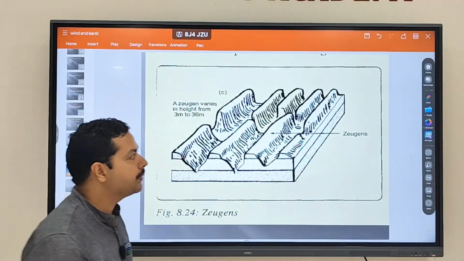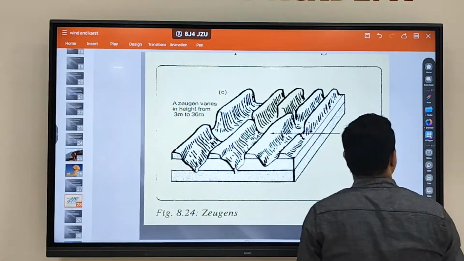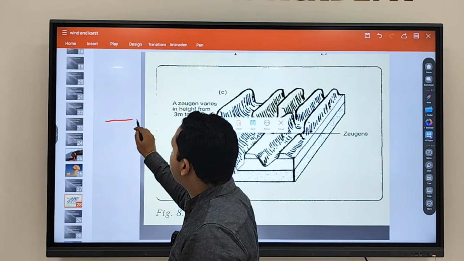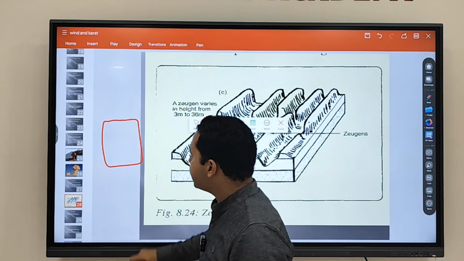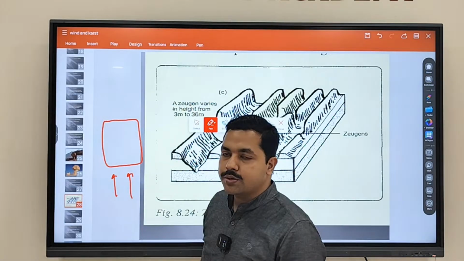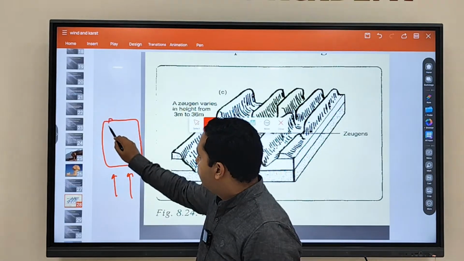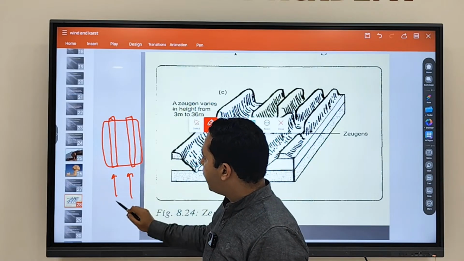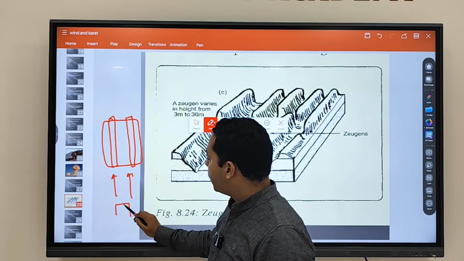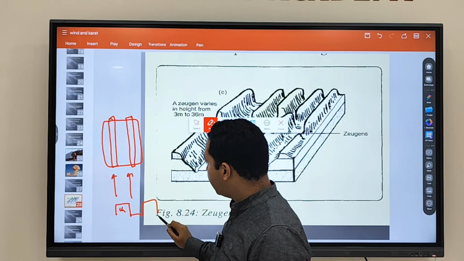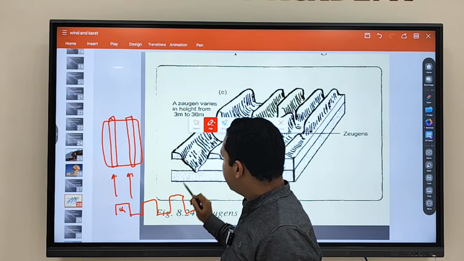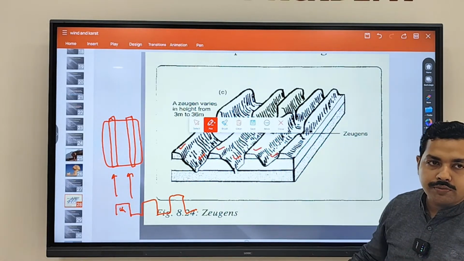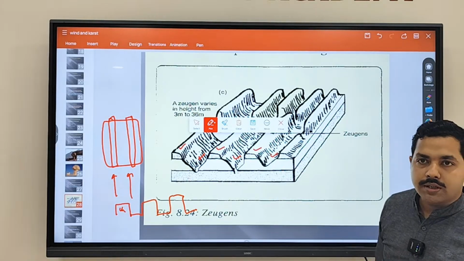Why does this happen? Let's say this is how the rocks are. Now let's say wind is flowing like this. When wind flows like this, what will happen? It is going to erode the softer part of the rocks. So you'll see harder rock, softer, harder, softer, harder. So what you'll find is highland, lowland, highland, lowland. This is what we call a Jugan.